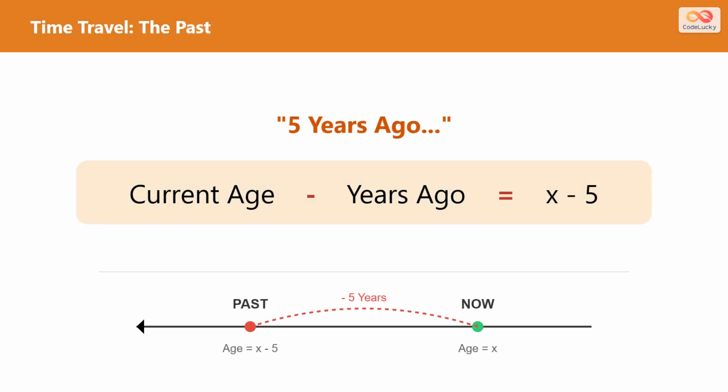What about the past? If the problem says 5 years ago, you do the opposite. You take the current age, x, and subtract 5. You are moving backward on the timeline. So, 5 years ago translates to x minus 5. Remember, plus for future, minus for past.